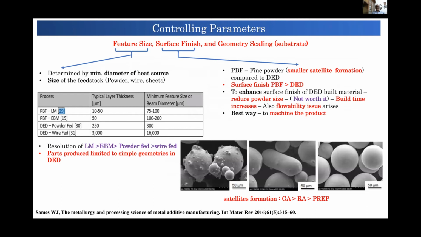I have shown here some examples of different types of powders. This is the powder with a satellite formation, and this is a powder with elongated ellipsoid morphology. Both these are not good for close packing of the powder bed. What is important is the third type, where there are spherical powders of desired shape and size distribution, and these are the most suitable for additive manufacturing in the most efficient way, where defects are not there.